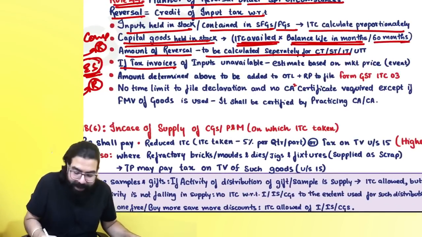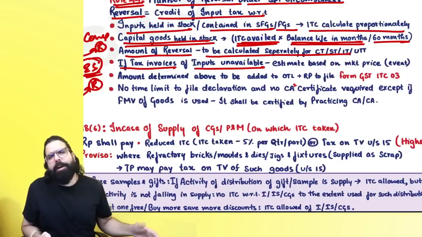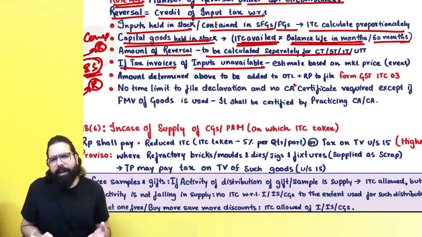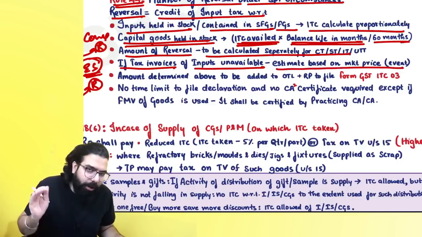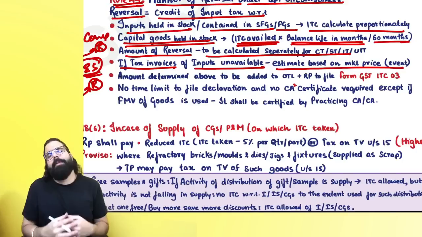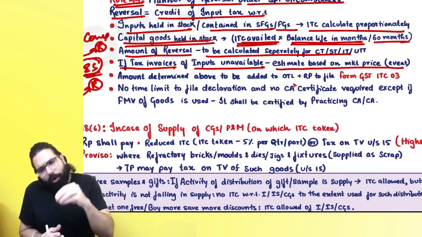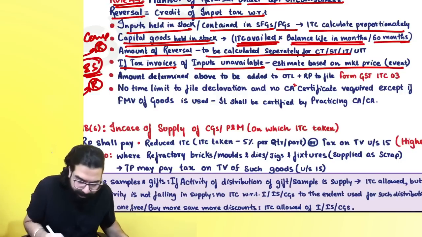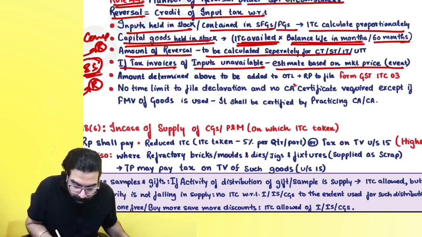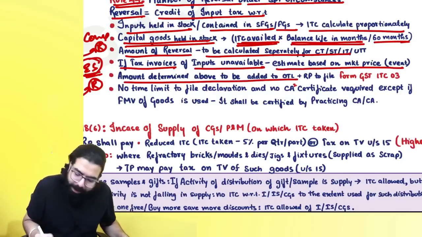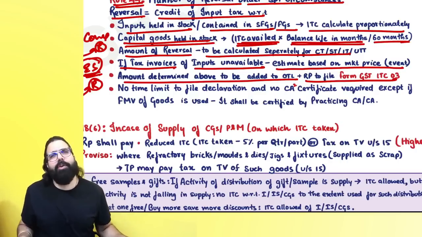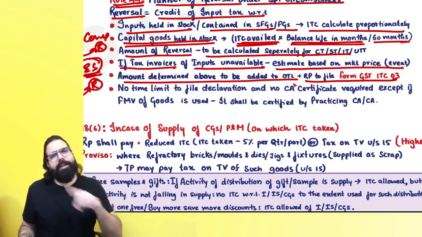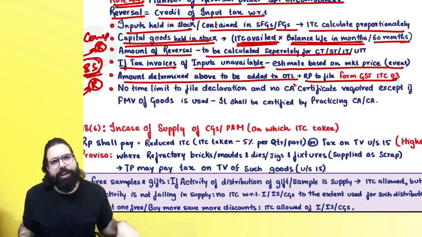If tax relating to inputs is unavailable, the government is telling, sir, no problem. If the tax invoice is missing, then do one thing: estimate the value of the inputs as on today. Market price has to be taken on the date of the event. The amount determined can be added to the output tax liability. You will have to file GST ITC 03. Once you file your ITC 03, whatever the reversal amount is will be added to your output tax liability.